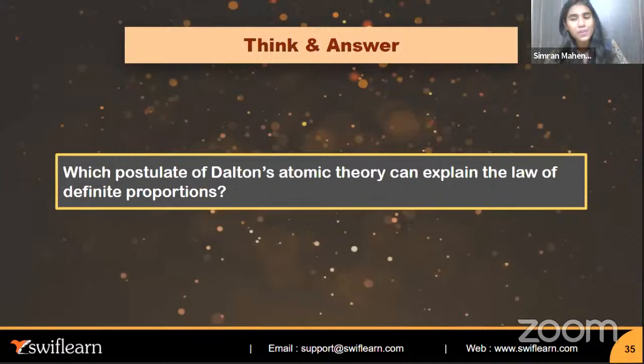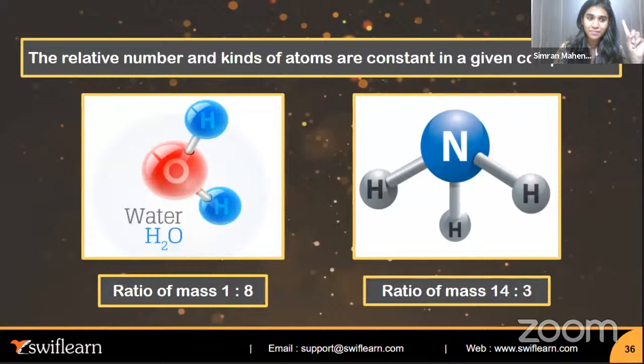Moving on to the next question. Which postulate of Dalton's atomic theory can explain the law of definite proportion? The last postulate. Which one? The relative number and kinds of atoms are constant in a given compound. That is, if you take a water molecule, that is H2O, a compound, what is the ratio of mass? 1:8.